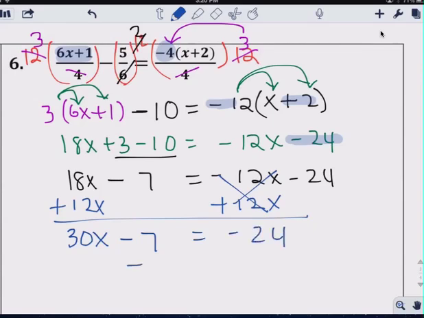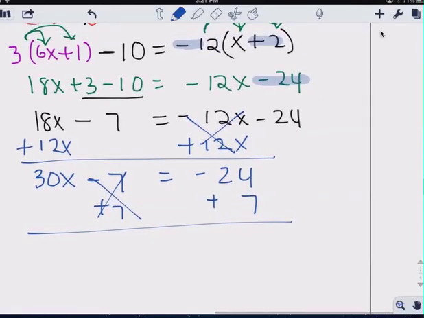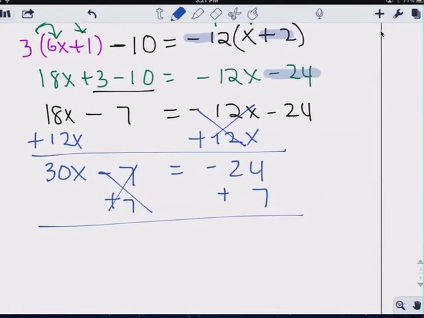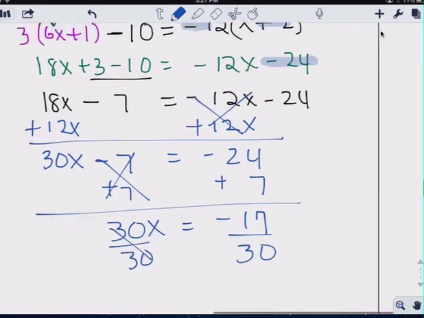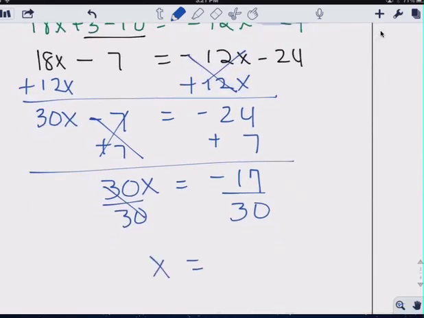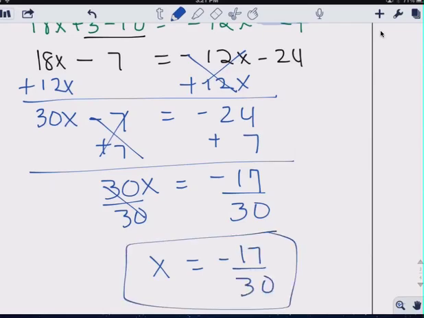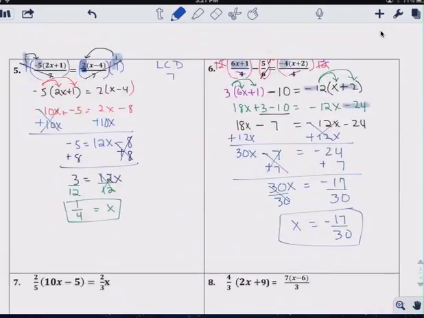Then you add 7. Add 7. In this case, we couldn't help it. And it gives you negative 17. Right? Double check. Add back. 30x. Divide by 30. Can we reduce further? No, so x is just negative 17 over 30. Pretty easy, right?